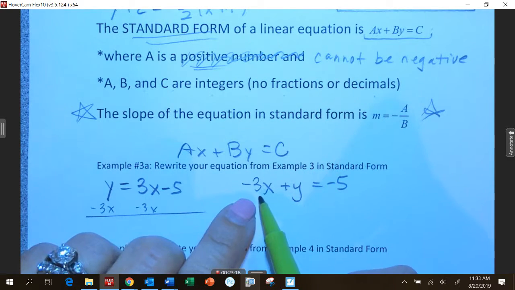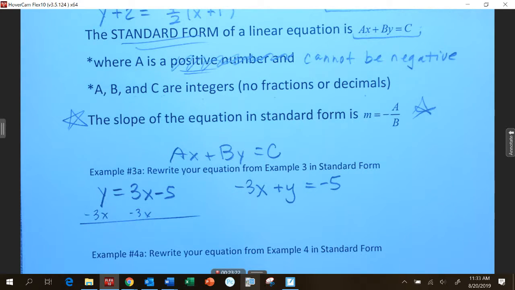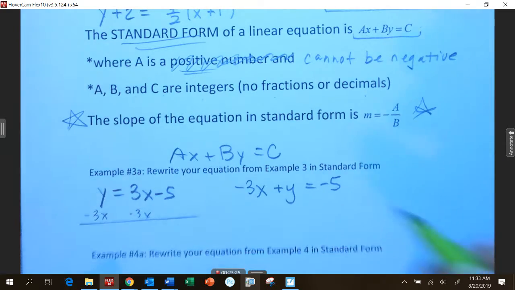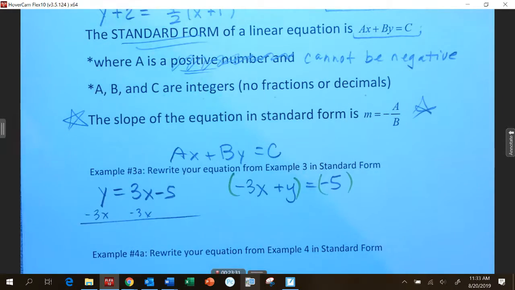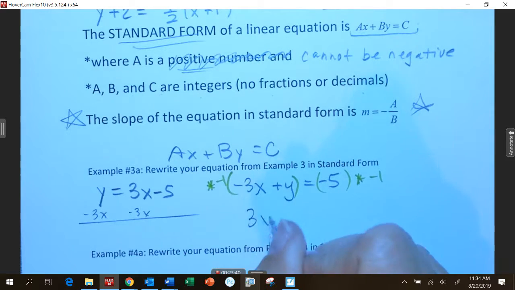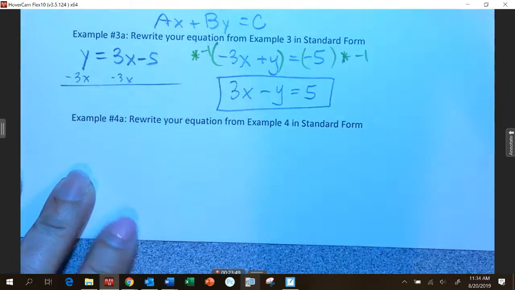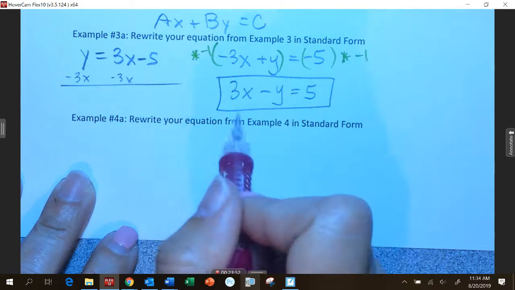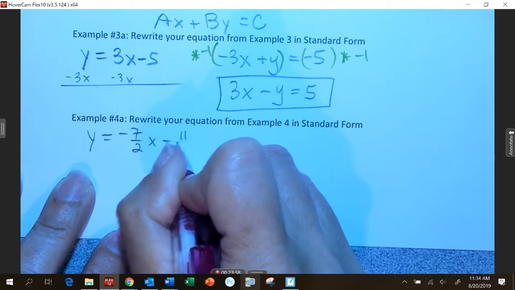Or you could just add 3x, subtract y, and add 5 to the other side. So you could just move everything from one side to the other, and that would make it positive as well. I like multiplying by negative 1. I don't know why. I like that better than dividing, but they give you the exact same answer. So whatever you choose. Multiply or divide. Or move everything. It should switch all of the signs. And now we have it in standard form. Example 4, we're now going to use example 4 and change y equals negative 7 halves x minus 11 halves into standard form.